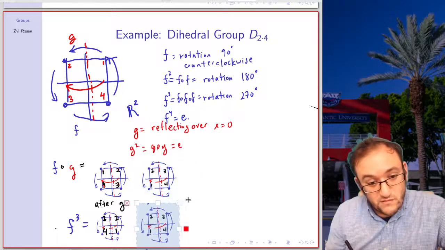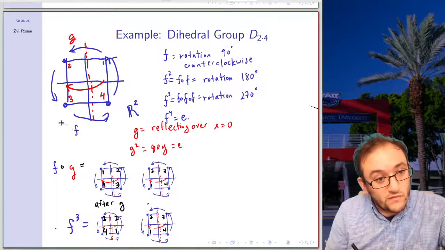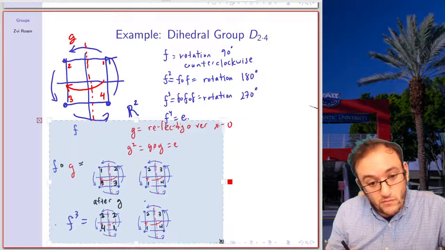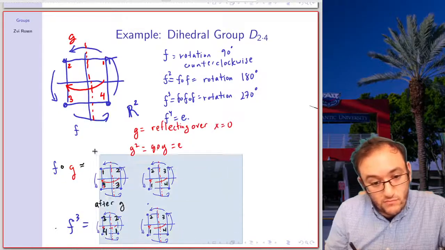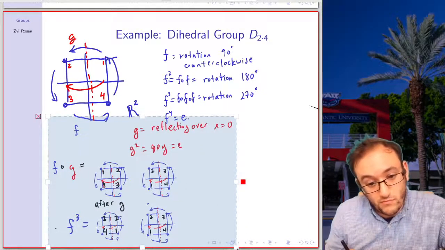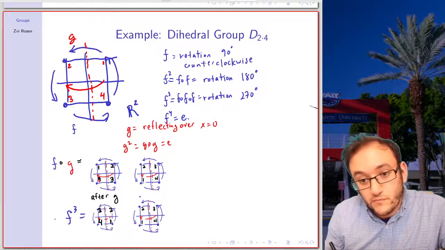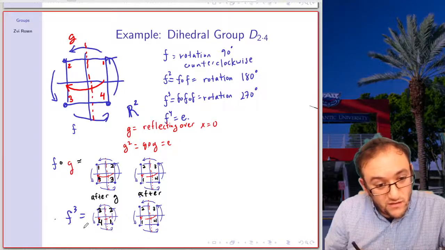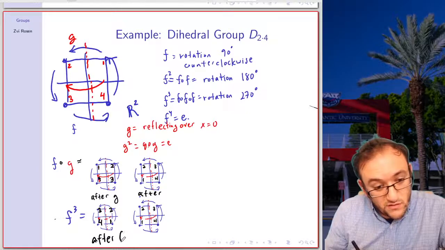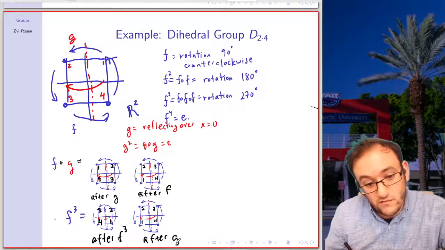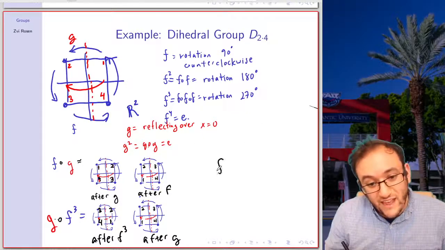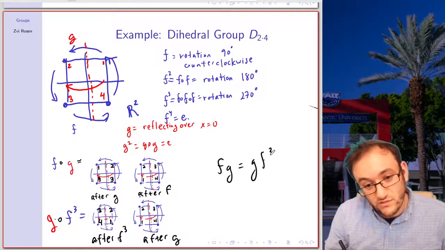So, to summarize, this is after G, this is after F, this is after F cubed, and this is after G. So, to summarize, we have that FG equals G F cubed.